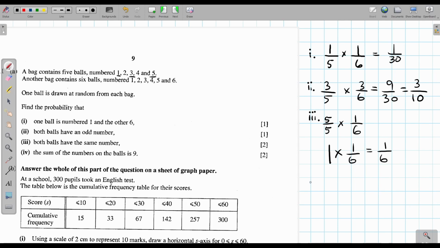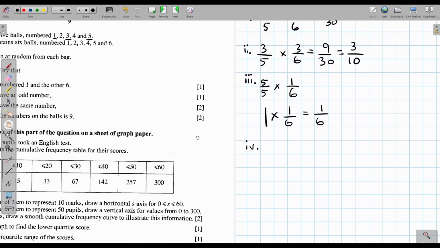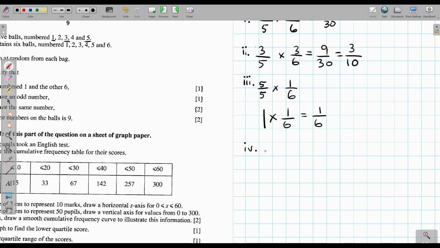All right, and now for the fourth part, we have the sum of the numbers on the balls is 9. So the sum of the numbers on the balls is 9, which means we can either do 4 and 5, that'll make 9, or we can do 3 and 6, that'll make 9, or we can do 5 and 4, that'll make 9.